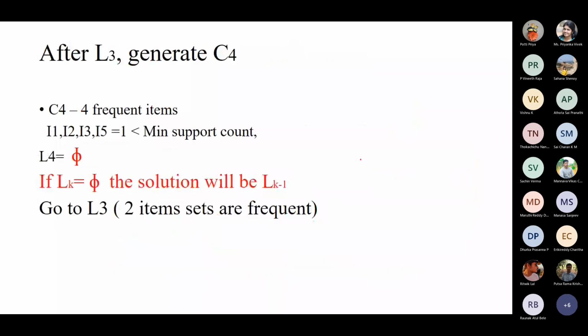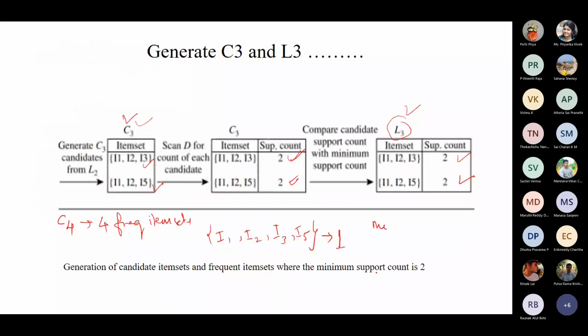But what is our minimum support count? Minimum support count is 2, right? So what does it mean? Here we are at C4, whose support count is 1. Okay. And what is L4 here? Empty. Yes, L4 is empty set, isn't it?